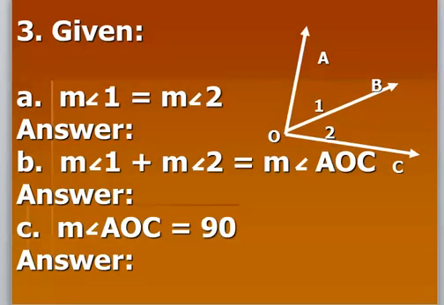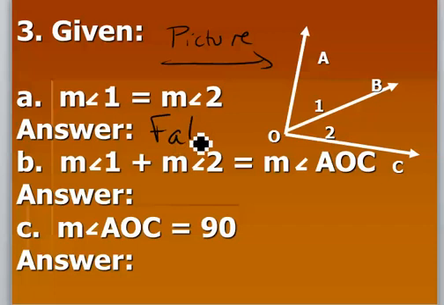Number 3, we are only given the picture. They did not tell me any other information. I don't know if anything's a bisector or a midpoint, just the picture of the angle. Statement A, the measure of angle 1 equals the measure of angle 2. Now this looks like the picture we just worked with, but since they didn't tell us that ray OB bisects anything, this one is false. I cannot assume it's in the center.